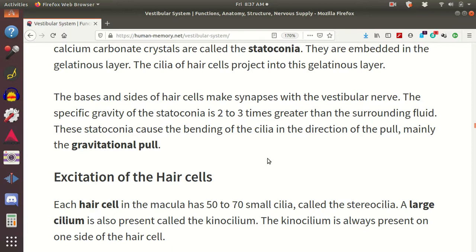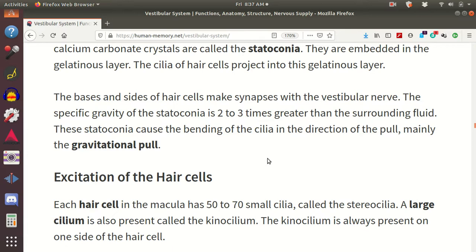Anyway, the bases and sides of the hair cells make synapses with the vestibular nerve. The specific gravity of the statoconia is 2 to 3 times greater than the surrounding fluid, so it's heavier. The term specific gravity is used to separate that out, meaning specific to itself and other surrounding fluids.